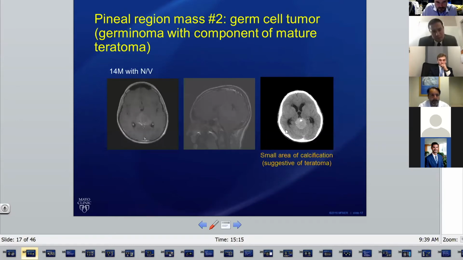Here's another example of a germ cell tumor in a young male. This is a 14-year-old boy who presented with nausea and vomiting. He underwent an endoscopic biopsy and was found to have a germinoma with a component of a mature teratoma. And in retrospect, we could have predicted this. This is a CT scan that he got as part of his initial workup, demonstrating this small area of calcification, which is a feature of a teratoma. So the tissue diagnosis bore that out ultimately.